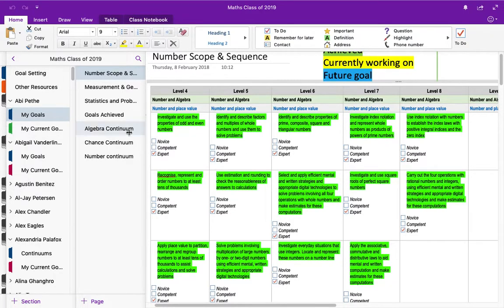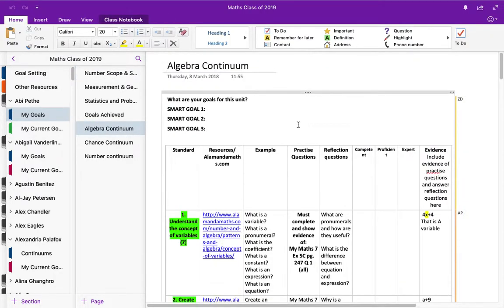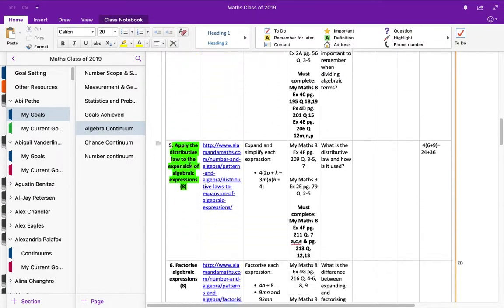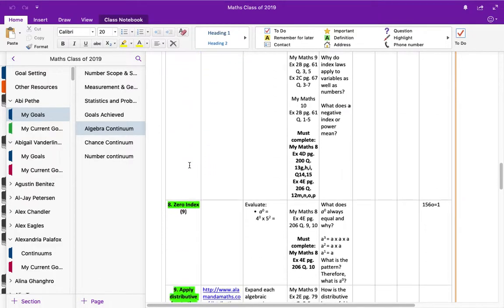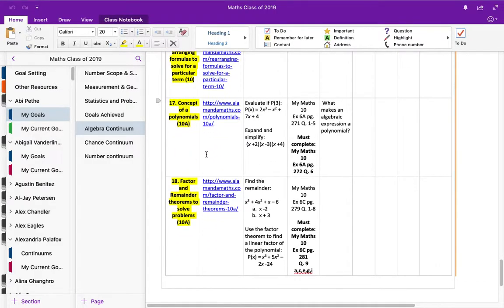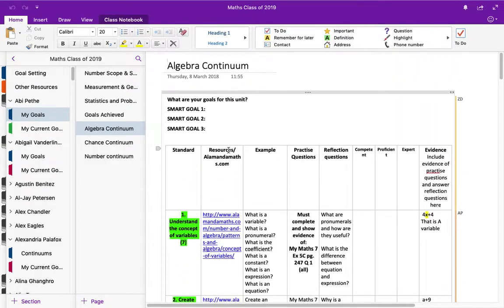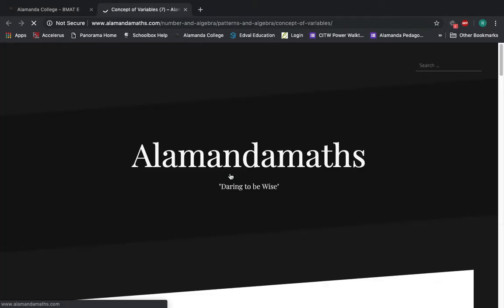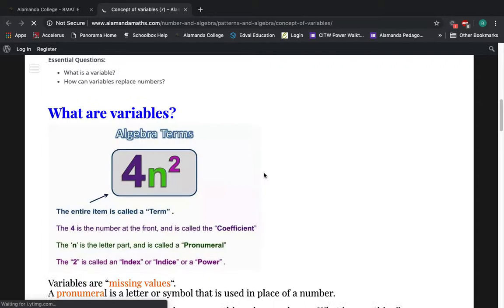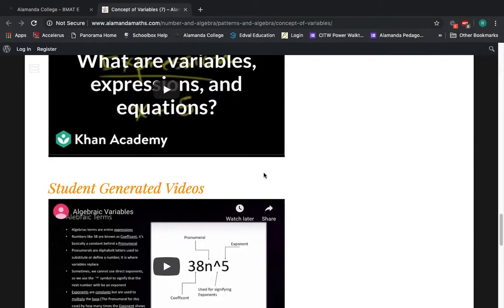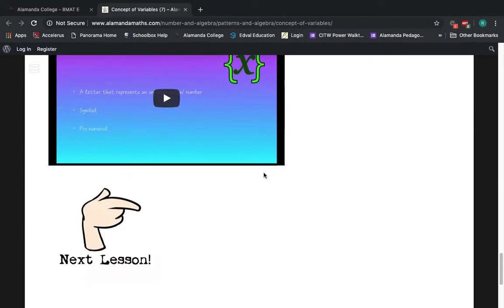Further to that, we have an individual continuum which highlights all the goals and standards from year 7, year 8, year 9, year 10, and also the 10A standards along with that. I've also built Alameda Maths. If I click on that, each standard links to a page which has all of my teaching notes, worked examples, and attached YouTube videos to help the students understand that topic.